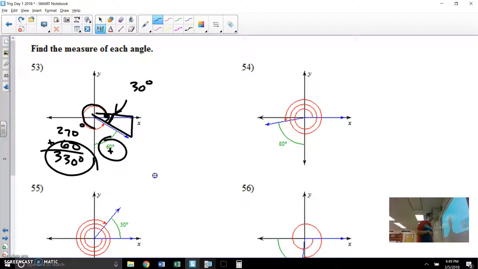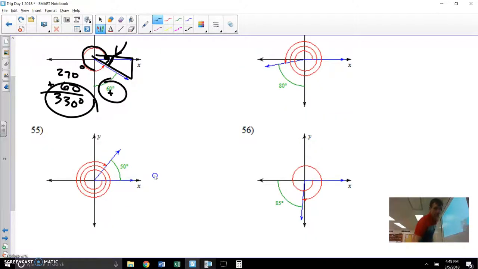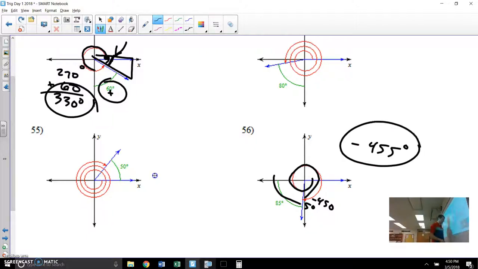Maybe I'll try number 56. This one's going in the negative direction. So this is negative 90, negative 180, negative 270, negative 360. Then I'm going another 90. That's negative 450. But if it's got 85 from here to here, that means there's another 5 degrees, and it's going further in the negative direction, negative 455 degrees.